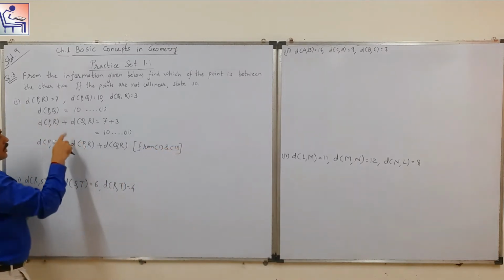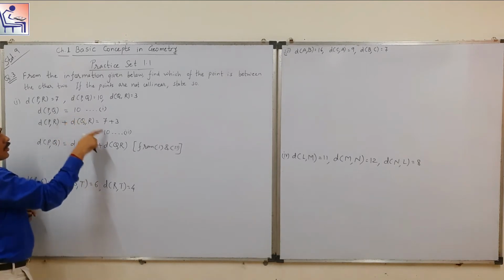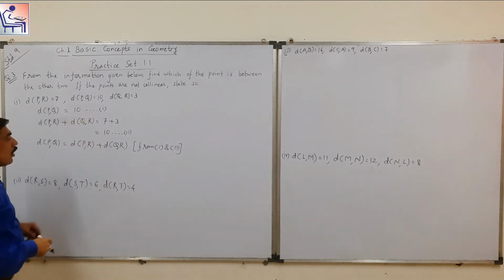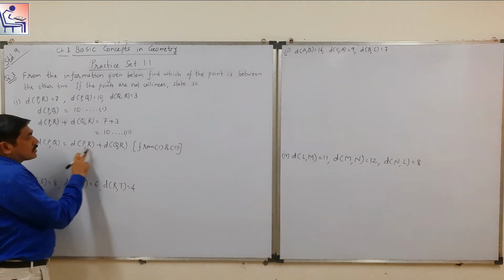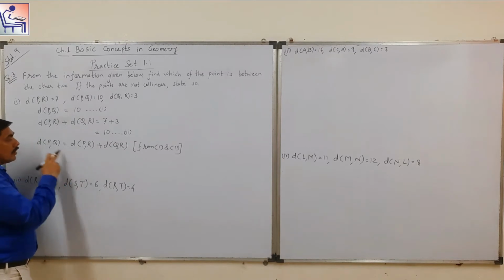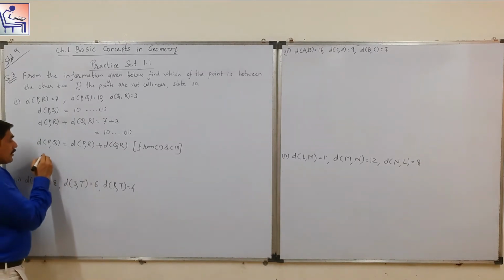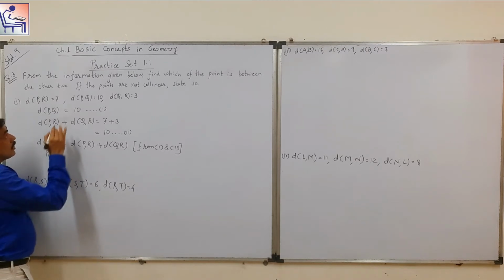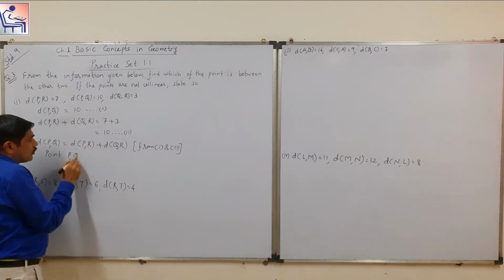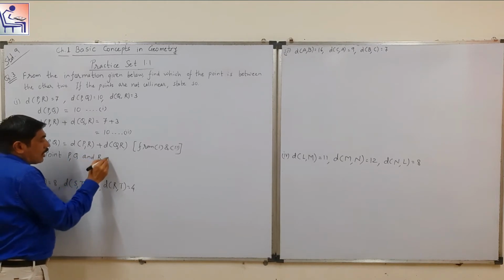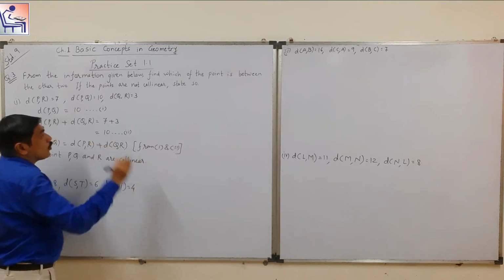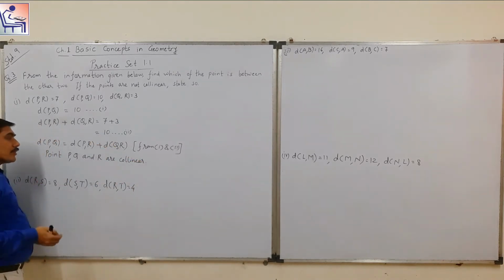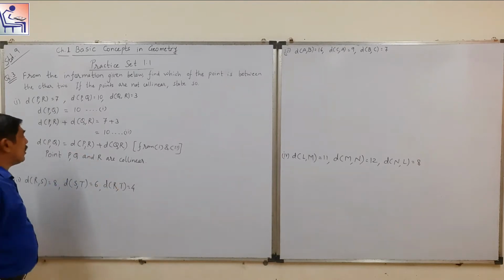How did we know that these two are equal? Because here we got the same value. And now if we move further, distance PQ is equal to distance PR plus distance QR. We got the equation and we can say that points P, Q and R are collinear. Okay, now we have to decide which point lies between the other two.